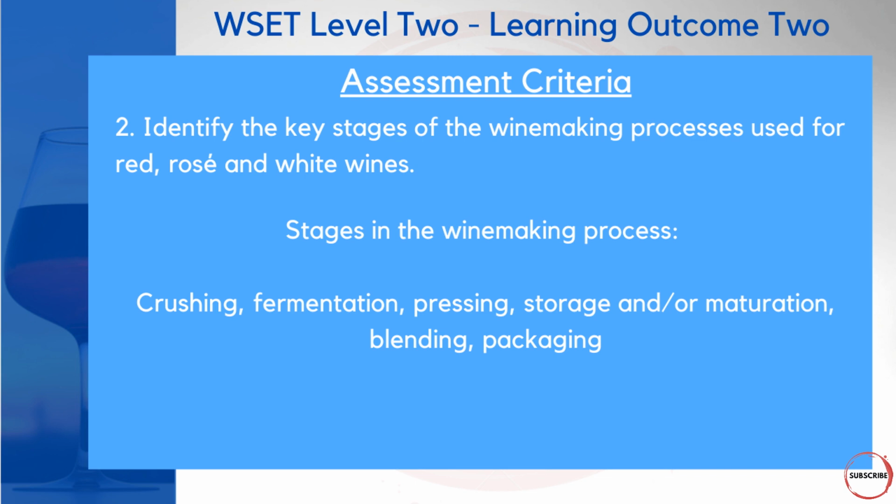So we're thinking about things like the crushing of the grapes, the fermentation that we just covered, the pressing of the grapes for certain styles of wine, the storage and or maturation of that wine following fermentation, and here I'm thinking about something like barrel aging, as well as certain processes like blending and ultimately the final packaging of that wine into bottles.